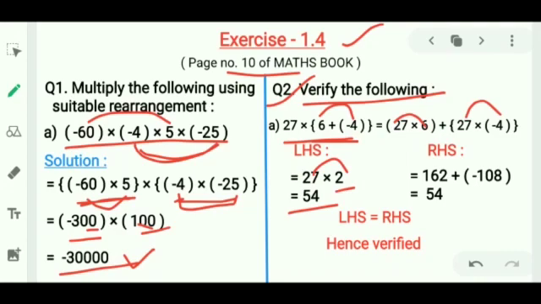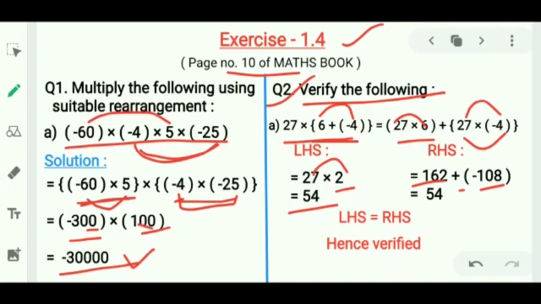Let's solve the RHS. Now we have 27 multiplied by 6. When we multiply 27 by 6, we get 162, and we put a plus sign here. Now we have 27 multiplied by minus 4. Because one positive and one negative integer is there, the answer will remain negative, and when we multiply 27 by 4, we get 108. So the answer is minus 108.